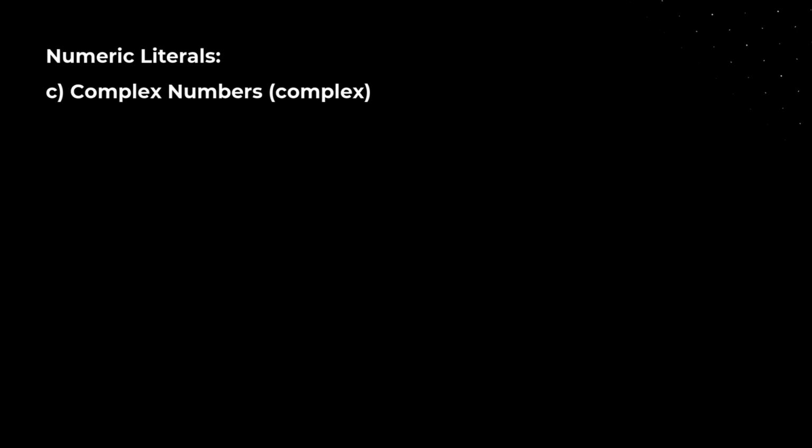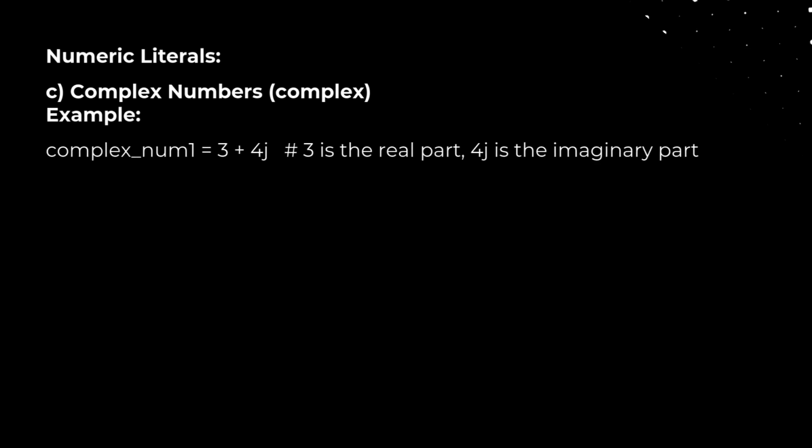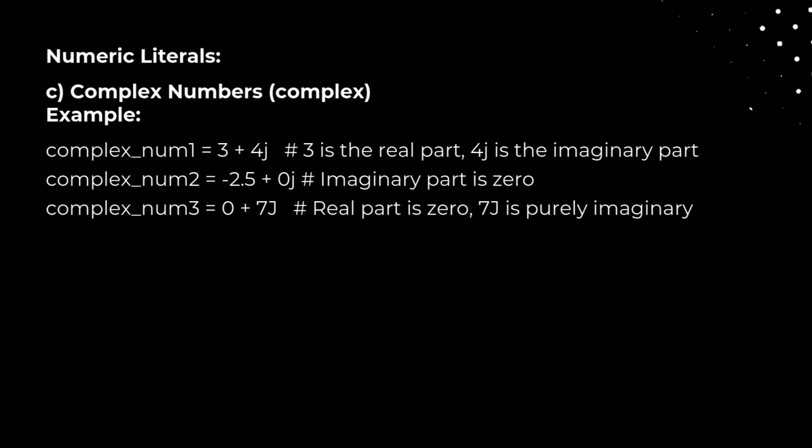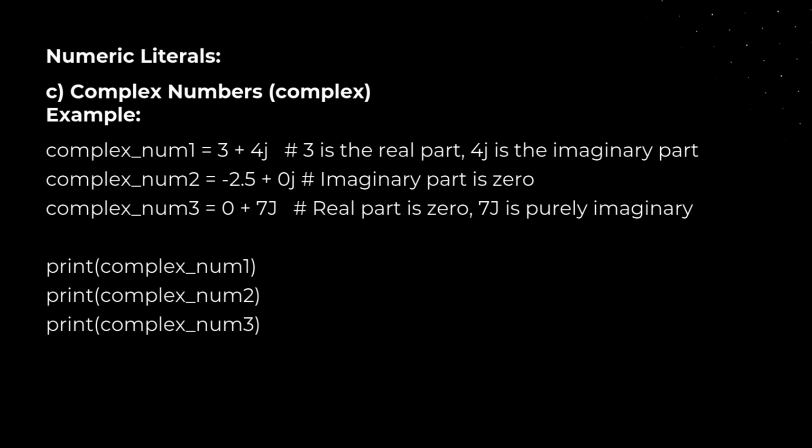Third type is complex numbers. Python supports complex number literals, which are made up of a real part and an imaginary part. The imaginary component is indicated using capital J or small j. For example, here 3 is a real part, 4j is an imaginary part. And here the real part is 0. 7j is purely imaginary. Print these numbers. This demonstrates how Python handles complex numbers in different forms.